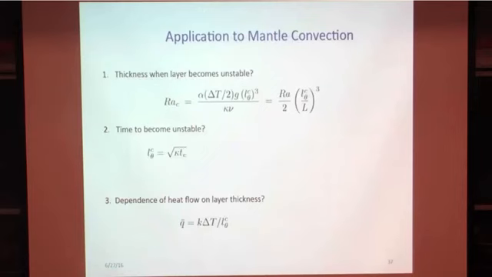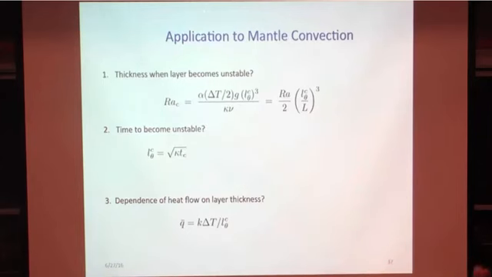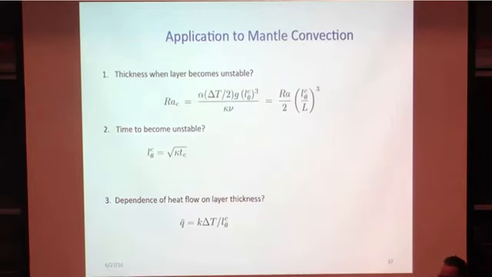Since these slides are posted, three homework questions. How thick is the layer when it becomes unstable? How long does it take to become unstable? Why are these two homework questions? Because these are things you can compare with observations. You know something about the age of the lithosphere on the surface of the Earth. Hopefully it matches this time, otherwise this model is not a very good description of the Earth.